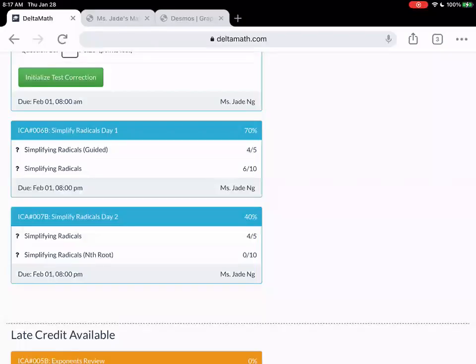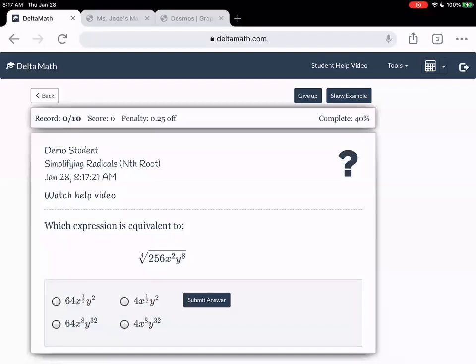So the next category is simplifying radicals, nth root. So right over there. Okay, so we have a radical, but we want to put it in exponent form. So maybe this is a little bit older, but don't worry, we can do this.